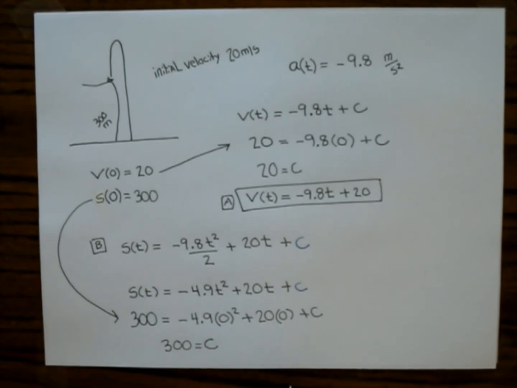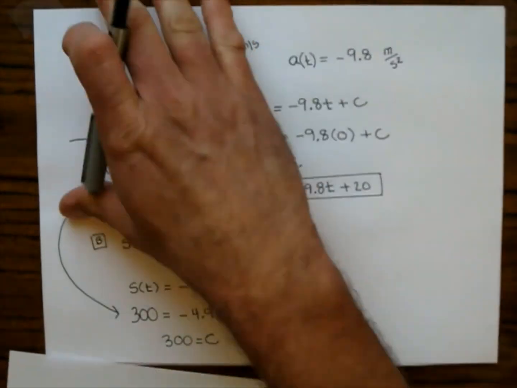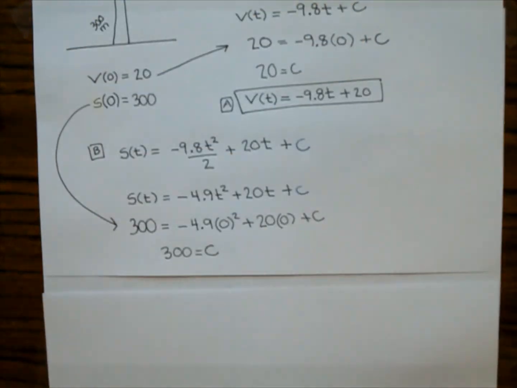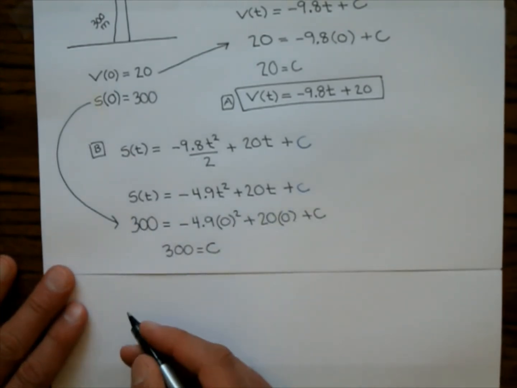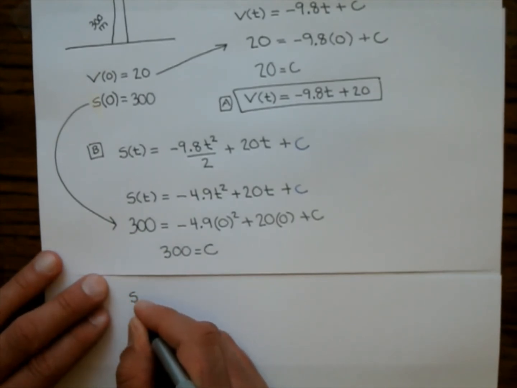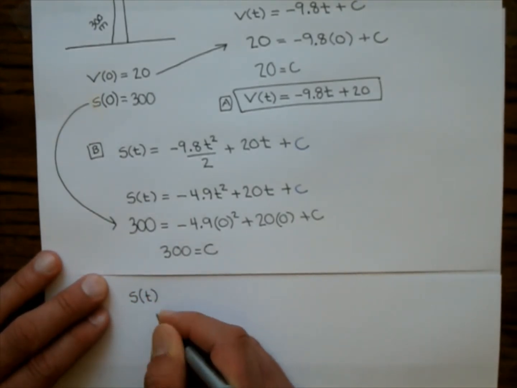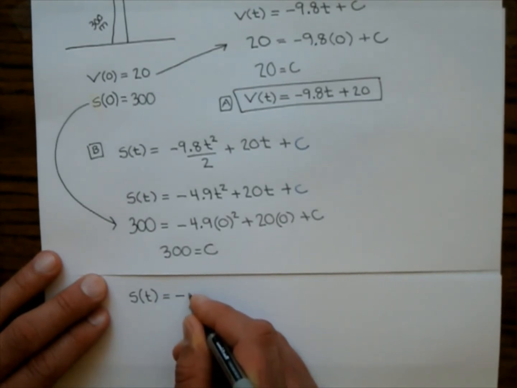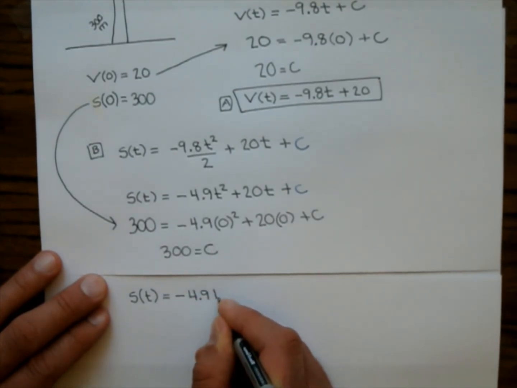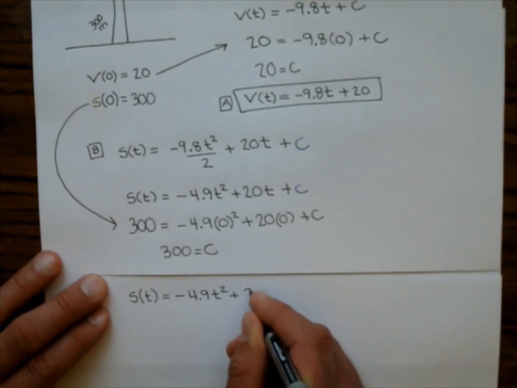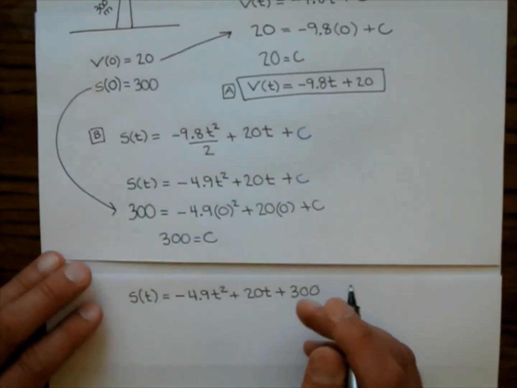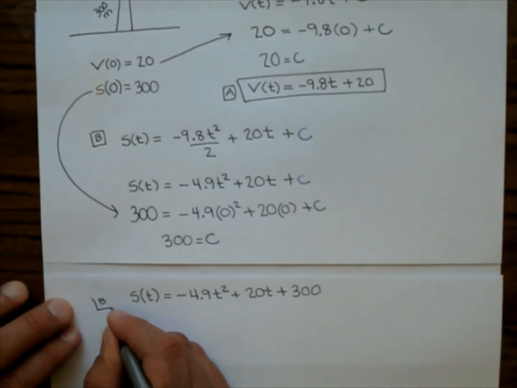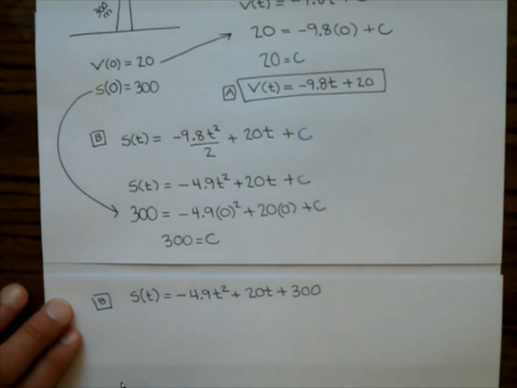Okay, so looks like we can now rewrite this equation here, this position function above the ground. So we have S of t equals negative 4.9 t squared plus 20t plus 300. This gives me the answer for part B, which is find the position of the object for all relevant times.